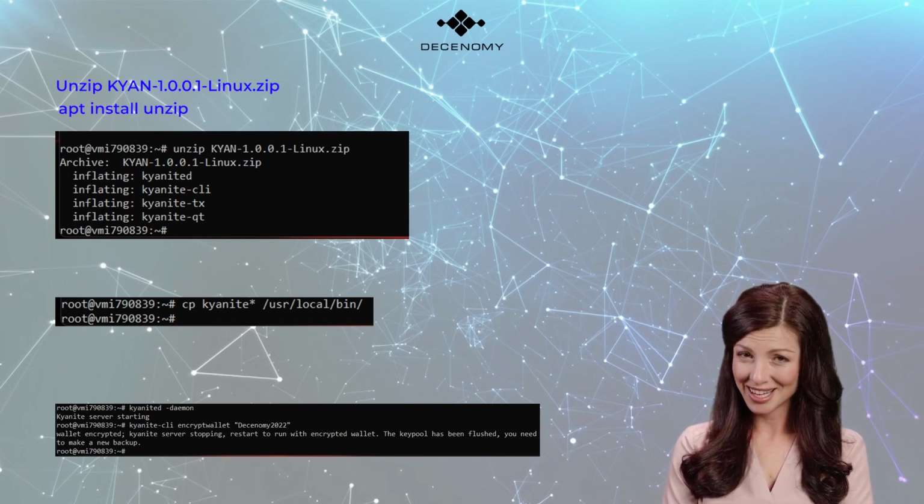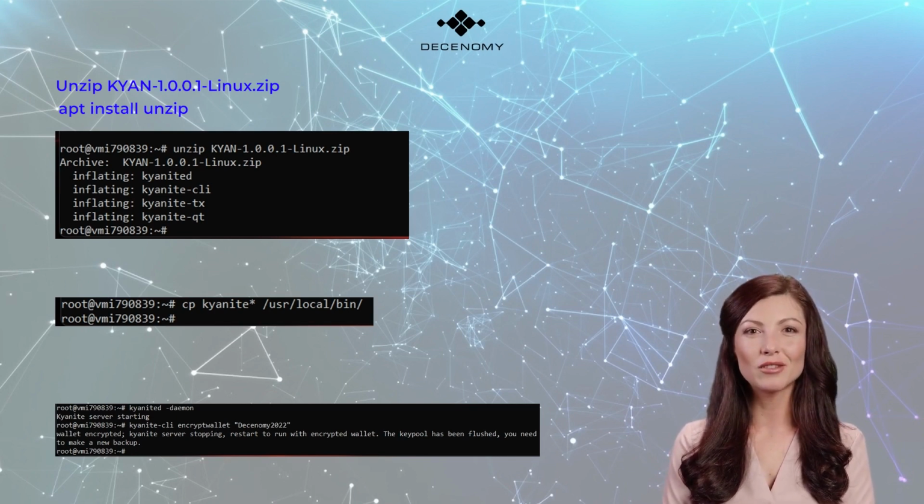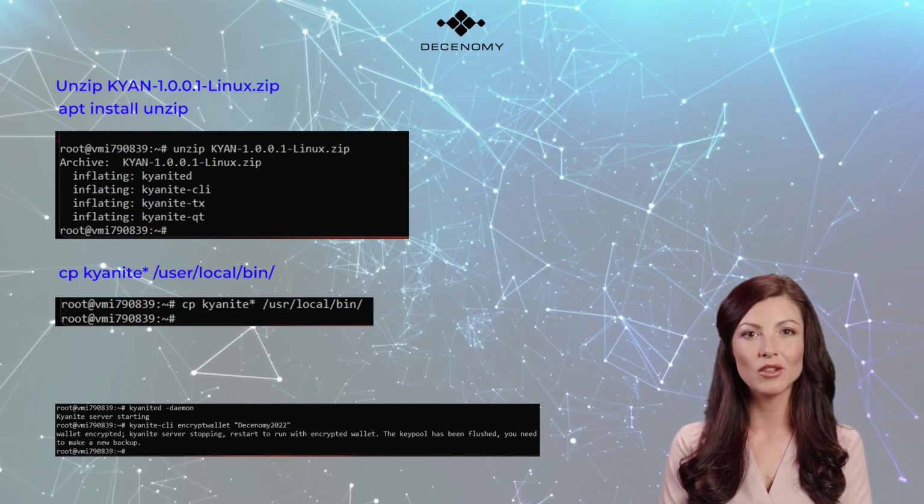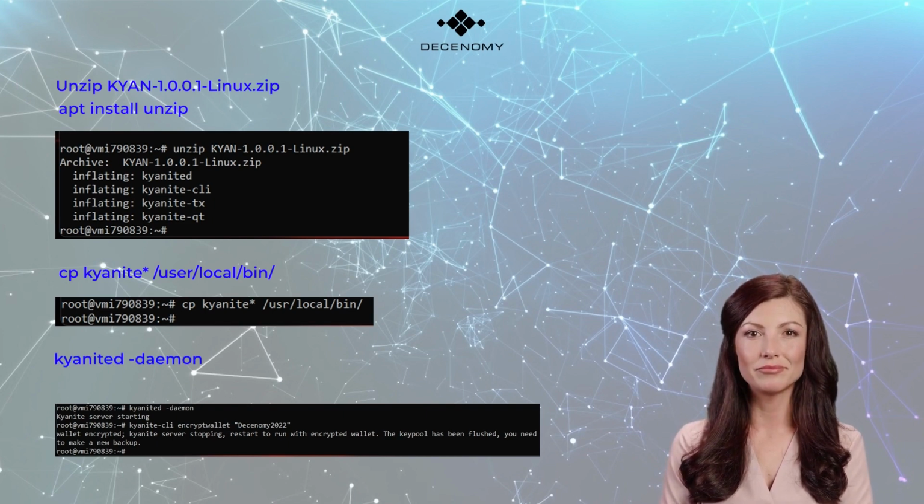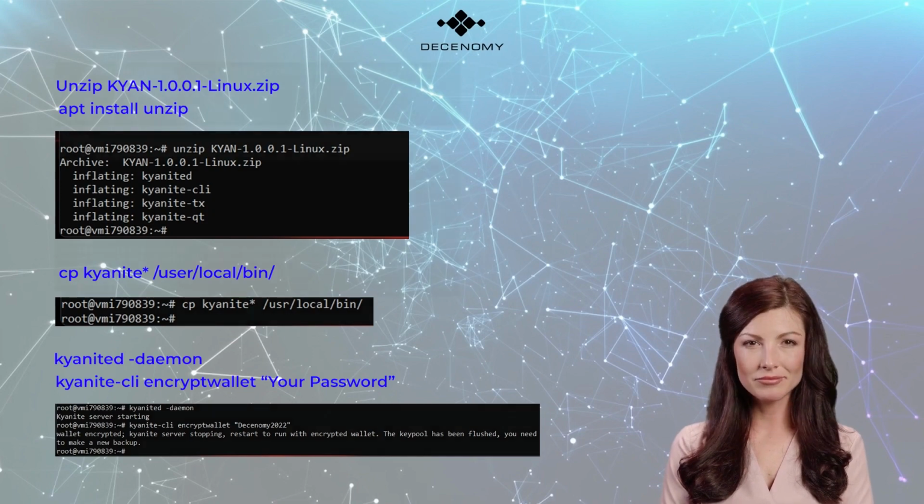Now we copy the Kyan executables in /usr/local/bin folder to make them available as system command. So we type cp kyanite* /usr/local/bin/. Next, let's start the Kyan daemon and encrypt the wallet. Type command kyanited followed by kyanite-cli encryptwallet and then your password.